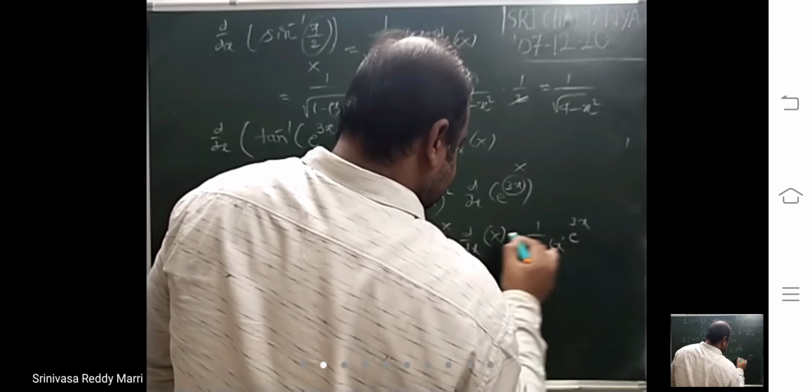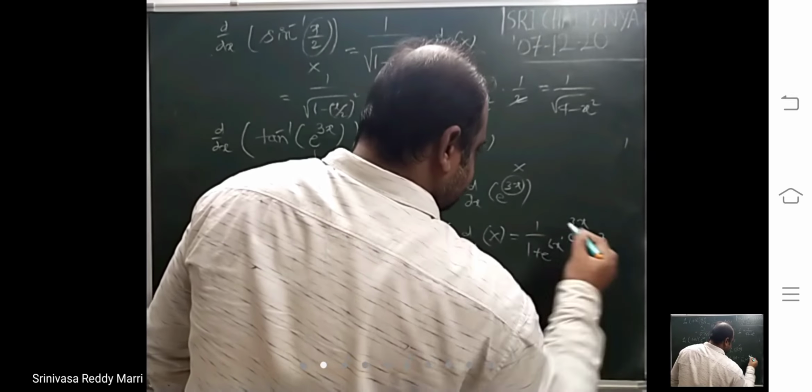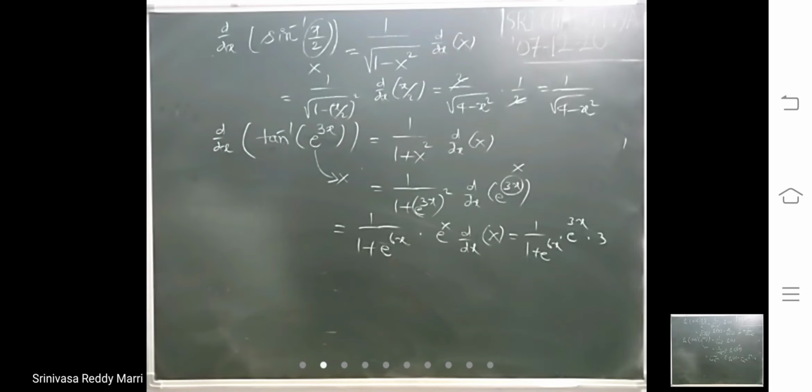E power 3x into d by dx of 3x, which means 3. That is the answer. That is the derivative of tan inverse e power 3x.